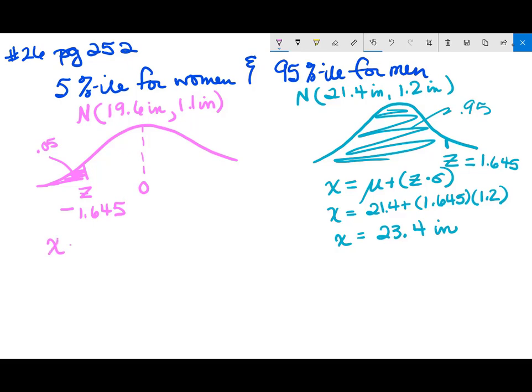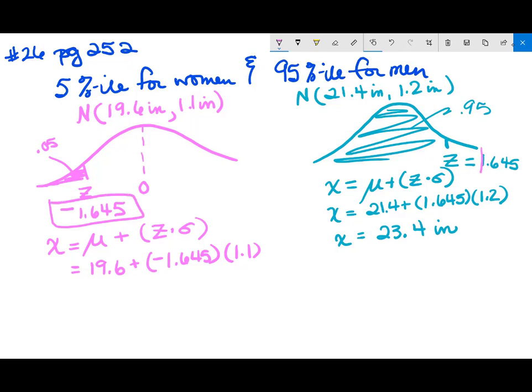So now I want to change that to a raw score. So my raw score will be my mean plus the product of my z-score times the standard deviation. So that's going to be 19.6 plus a negative 1.645 times 1.1.